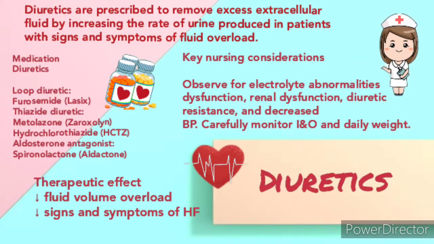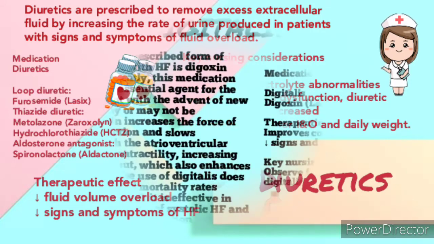Next is diuretics. Diuretics are prescribed to remove excess extracellular fluid by increasing the rate of urine produced in patients with signs and symptoms of fluid overload. The medications under diuretics are loop diuretic, furosemide; thiazide diuretic, metolazone, hydrochlorothiazide; aldosterone antagonist, spironolactone. Therapeutic effects of diuretics are decreased fluid volume overload and decreased signs and symptoms of HF. Key nursing considerations are to observe for electrolyte abnormalities, renal dysfunction, diuretic resistance, and decreased BP. Carefully monitor input and output and daily weight.